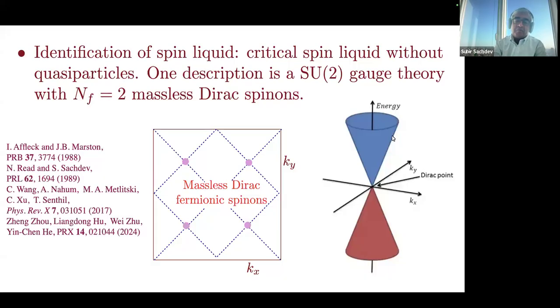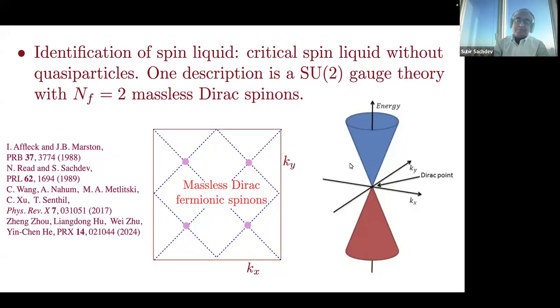Except these are fermions that carry spin but no charge, whereas in graphene, the Dirac particles carry spin and charge. So because they are fractionalized, they must couple to a gauge field, and the appropriate gauge field is in SU2 gauge theory. So we have to study something that's actually fairly close to our theory of quantum chromodynamics in 3 spatial dimensions, where we have SU3 gauge theory with NF equals 3 nearly massless quarks. And here we have SU2 gauge theory with 2 exactly massless spinons.